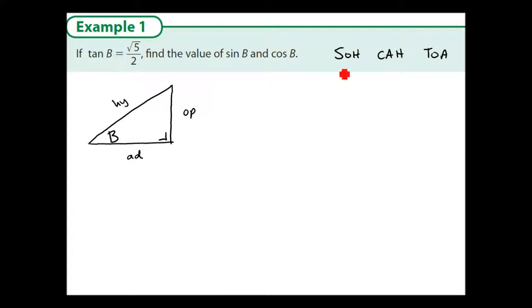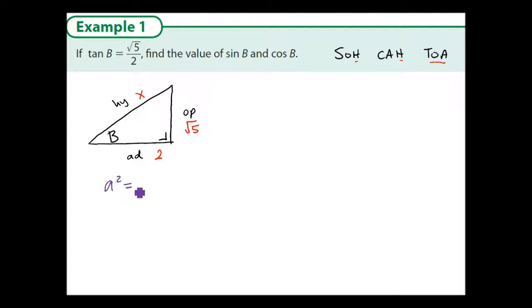Now we know what tan is. Tan is root 5 over 2, but tan stands for opposite over adjacent. So opposite over adjacent is root 5 over 2, so the opposite is root 5, and the adjacent is 2. They're in this proportion or ratio. Now to find cos and sine, we would need to have the hypotenuse as well. But since we know two sides, we could use Pythagoras' theorem to find this out.